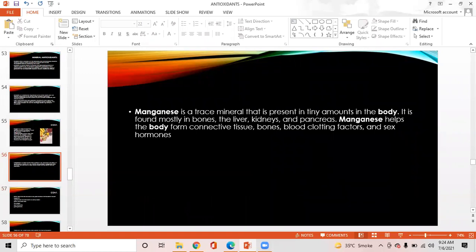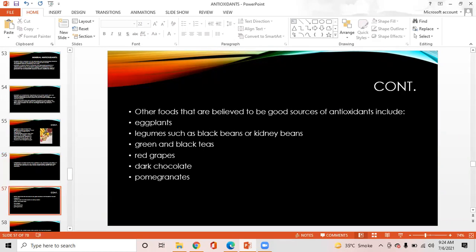Manganese. Manganese is a trace mineral that is present in tiny amounts in the body. It is found mostly in the bones, liver, kidneys, and pancreas. Manganese helps the body form connective tissues, bones, blood clotting factors, and sex hormones.